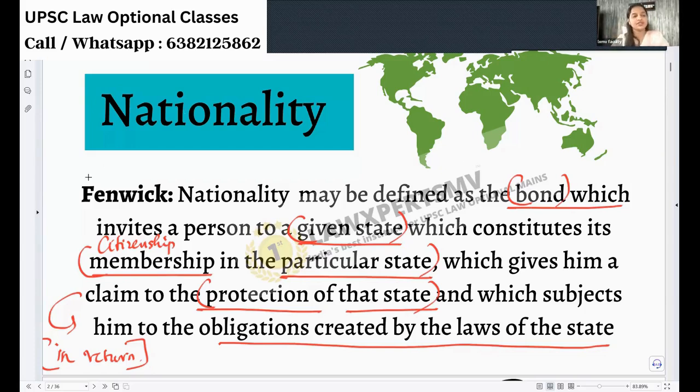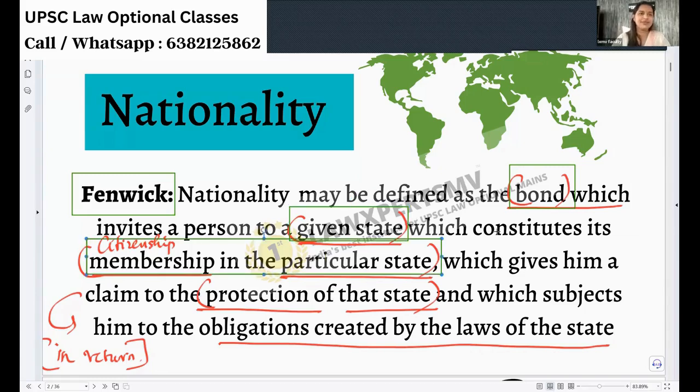Okay. So, this definition was given by Fenwick and he says that nationality is a bond. It is a bond between a state and an individual. And it means you have a membership in that particular state. It means you are a citizen of that particular state. So since you are a member of that particular state, you can claim protection from that state.